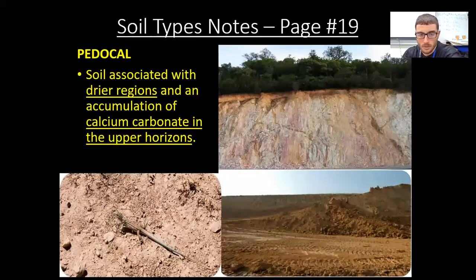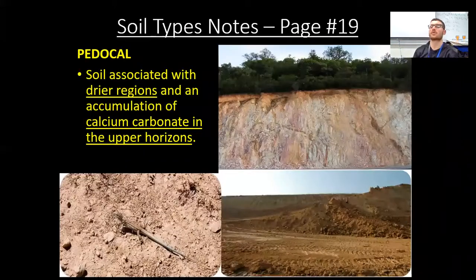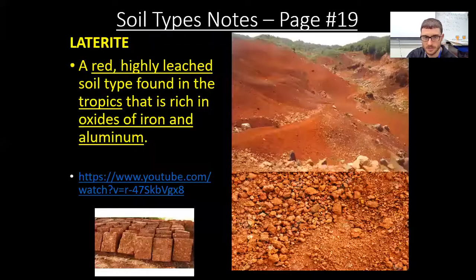Our next one is pedicle. Okay, so the pedalfer, we see this in fertilizer. We see this used on farms. Pedicle is more like in desert land regions, okay? It's in drier regions, and instead of the oxides and the rich nutrients, we have a lot of just calcium carbonate in the upper horizons. It's lighter in color and not as nutrient rich, okay? All right, we'll do a question here in a second.